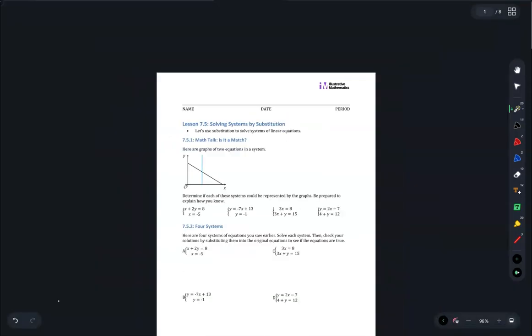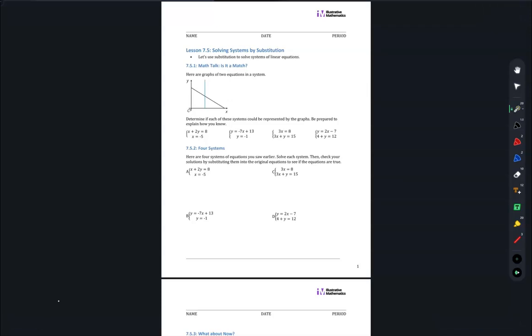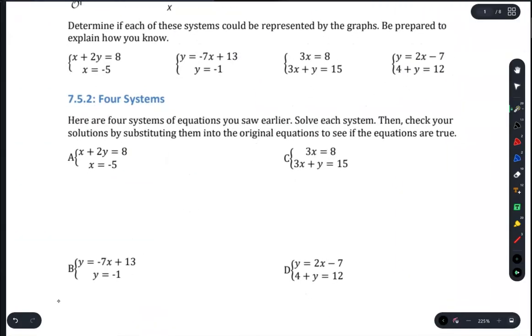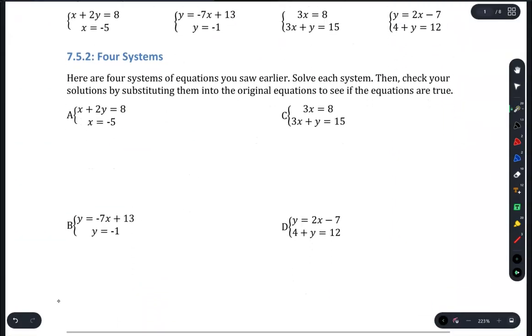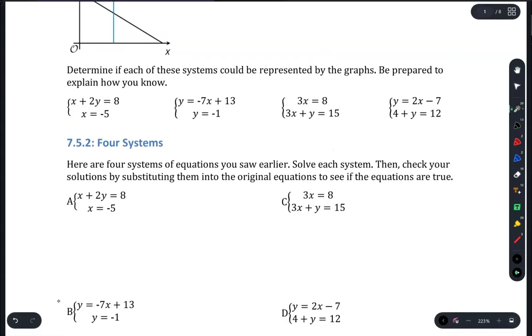So I've got this worksheet here, but I'm not going to do everything on the worksheet. I'm just going to do a few problems. First, I'm going to do these problems right here, A, B, C, and D. I'll probably put that in one video and then put the other problems in a different video, so it'll probably be two parts to this. But here's the first part, and it says here are four systems of equations you saw earlier. Not worry about the earlier part.